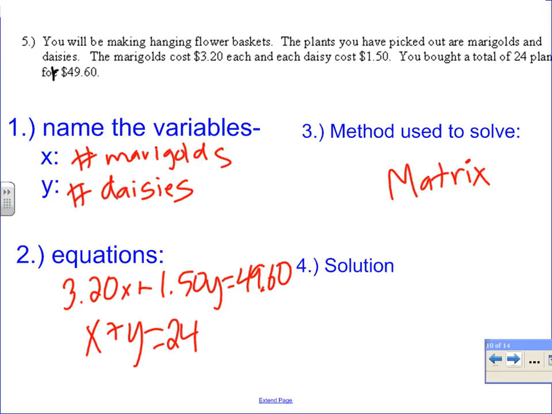You could use elimination, but you'd be multiplying by either negative 3.2 or negative 1.5 on that second equation, and you'd end up with more decimals. Okay, if you haven't already, take a minute or two. Go ahead and solve using your calculator, using matrices, and you will get nice answers.